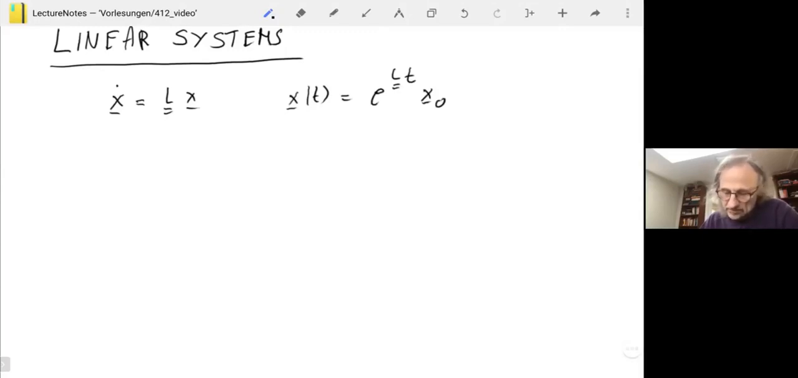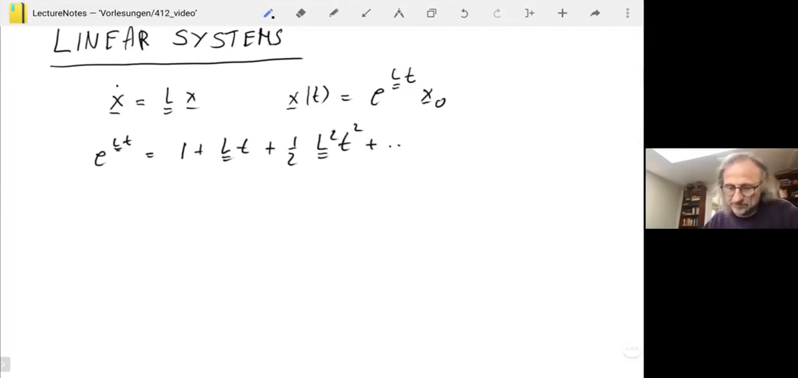So if the matrix exponential is a little bit strange to you, let's just think about it for a moment. The exponential function is defined via a power series. So the exponential of a matrix is therefore also simply a power series. So that would be 1 plus L t plus 1/2 L squared t squared plus and so on. And so now obviously we know how to operate with these things. In principle, we would have to worry about convergence and stuff like that, which we will not do here.